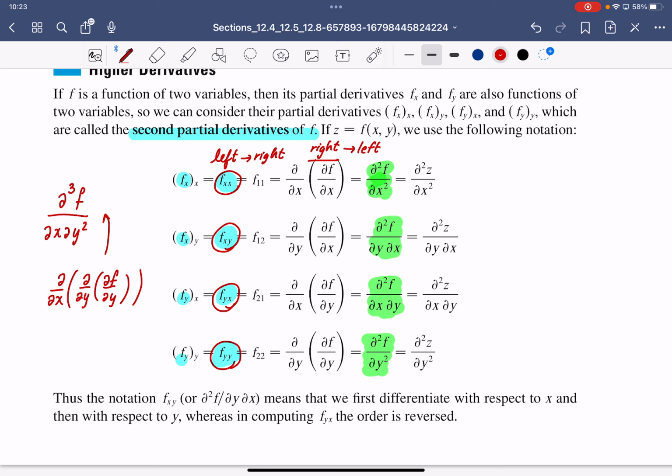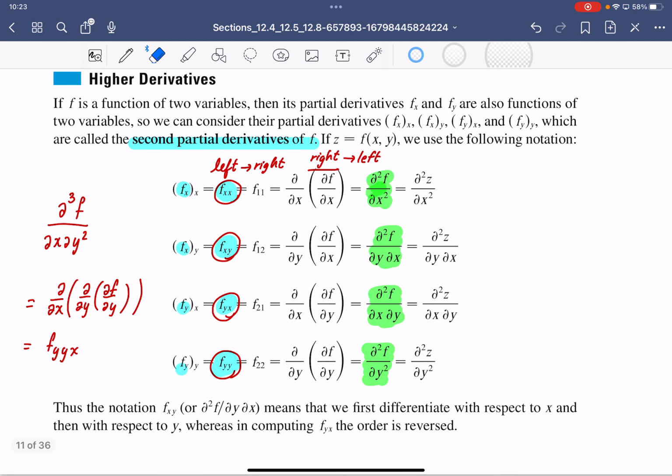So this actually means you're trying to do the derivative with y first 2 times, and then you do x after. So this is the same notation as fyx. Does it make sense? So when you do the higher order derivative with the notation curl, you do right to left, but when you do the standard notation with the subscript, you're gonna do left to right. And now you can look at the examples.